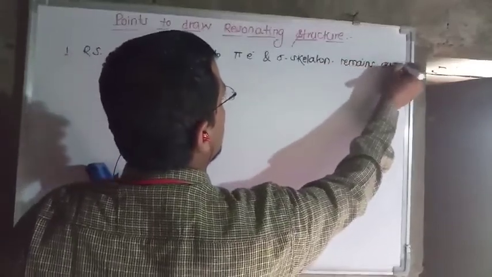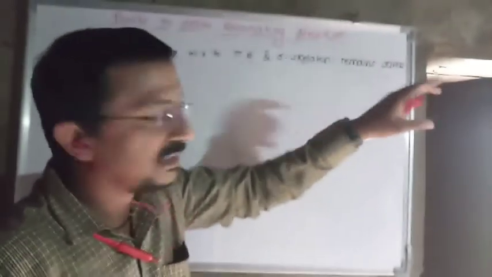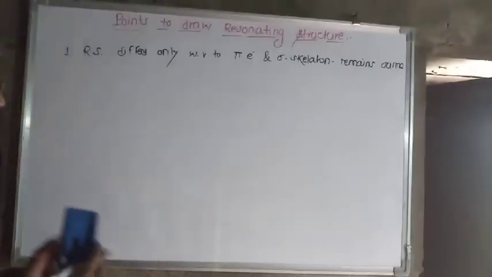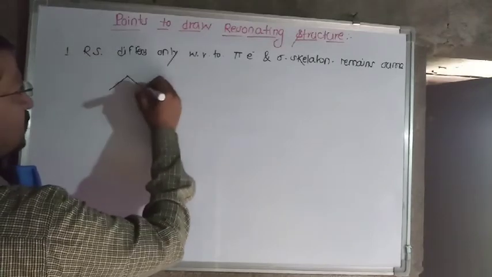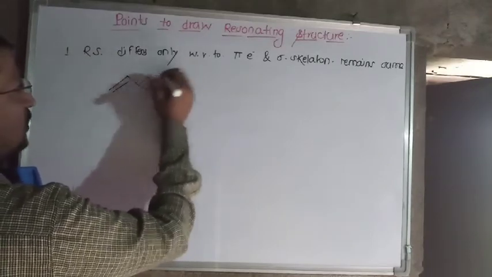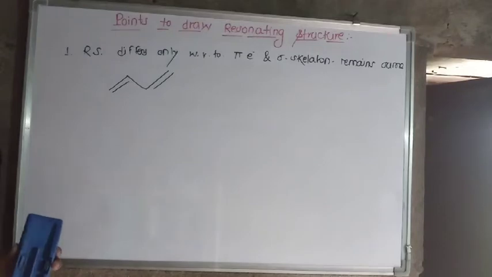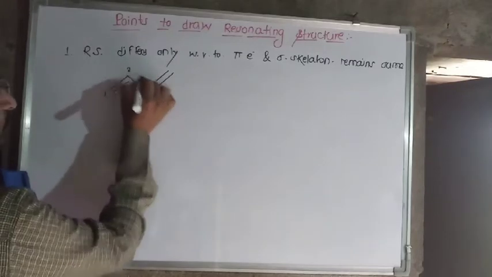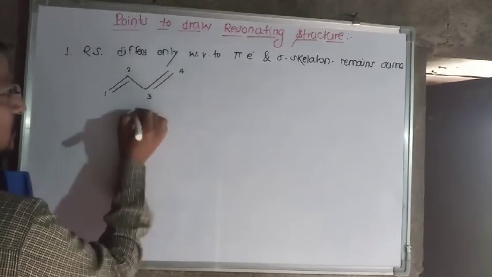म्हणजे याचा अर्थ काय झाला, जेवढे रेझोनेटिंग स्ट्रक्चर्स असतात त्या सगळ्या रेझोनेटिंग स्ट्रक्चरमध्ये पाय बॉन्ड्स जे असतात किंवा पाय इलेक्ट्रॉन्स जे असतात ते सेमच असतात, पण सिग्मा बॉन्ड असतात ते काय असतात, रिमेन्स सेम, कॉन्स्टंट असतात. एक्झाम्पल घेऊया. फॉर एक्झाम्पल कन्सिडर लाईक दिस. हिअर सपोज डबल बॉन्ड, हिअर डबल बॉन्ड. इफ आय गिव्ह नंबर्स 1 2 3 and 4, isn't it?